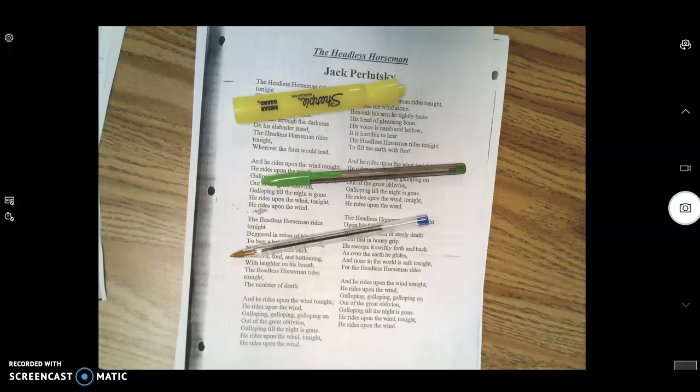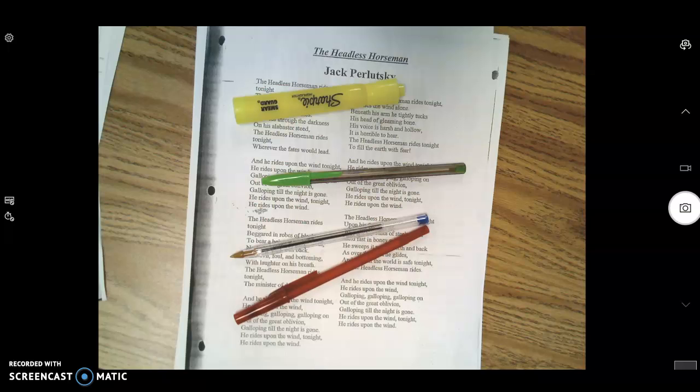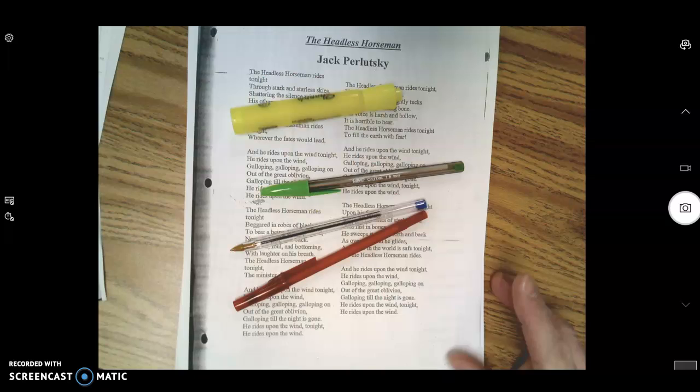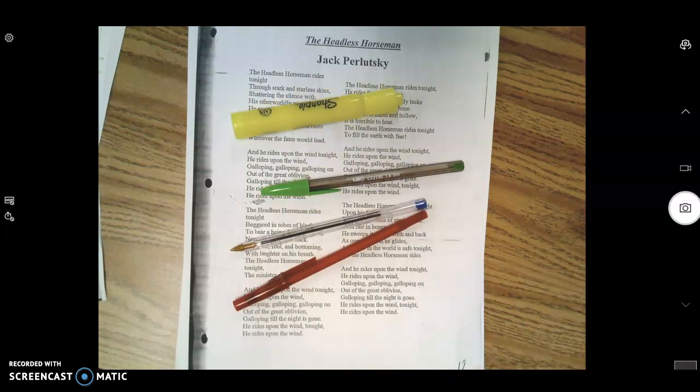Alright, so you guys should have multiple colors out. I have not got all my multiple colors out. There we go. Now I got multiple colors out. We're on page 12 of the poetry packet. And we're going to talk about the Headless Horseman. Everybody say, ooh.